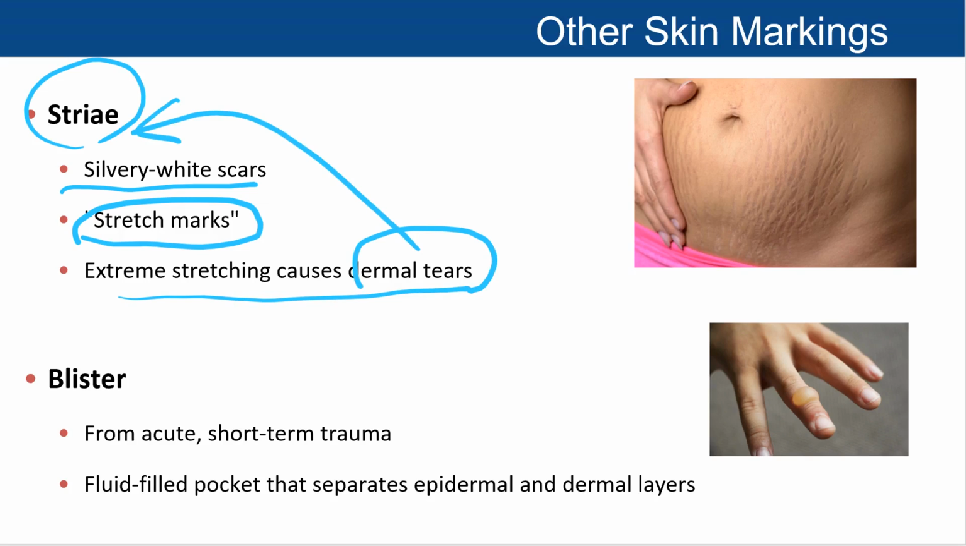Blister. A blister is another skin marking, which is a small pocket of fluid that separates the epidermal and dermal layers, usually caused by forceful rubbing, burning, freezing, chemical exposure, or infection. Most blisters are filled with a clear fluid, either serum or plasma.